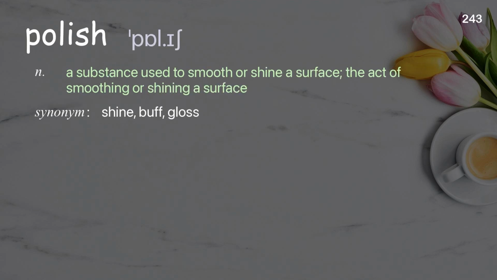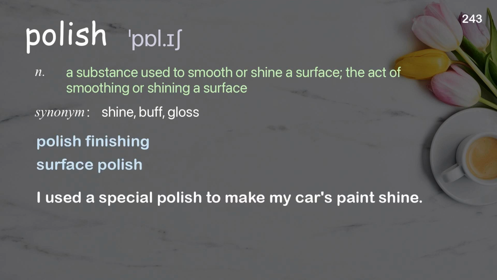Polish. A substance used to smooth or shine a surface, the act of smoothing or shining a surface. Examples: Polish finishing. Surface polish. I used a special polish to make my car's paint shine.